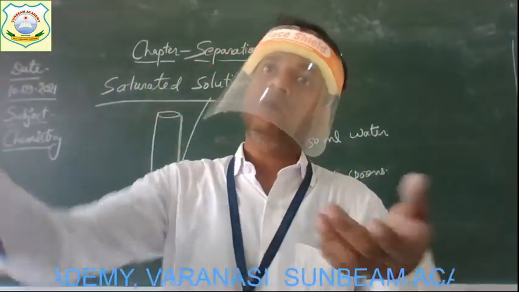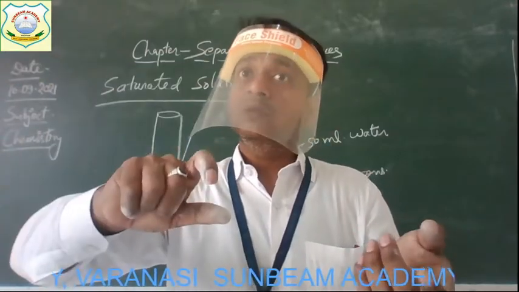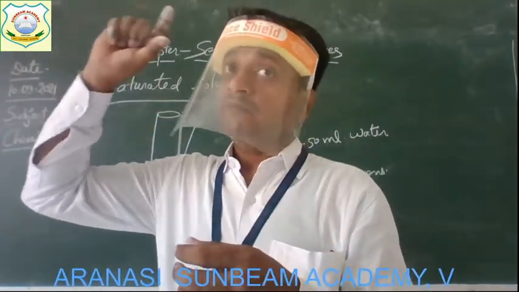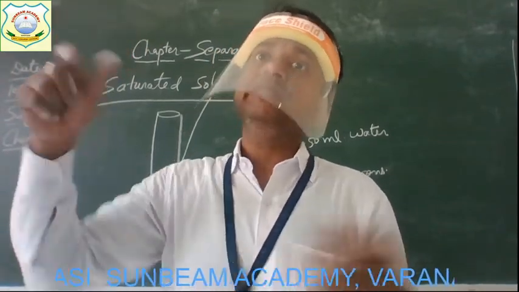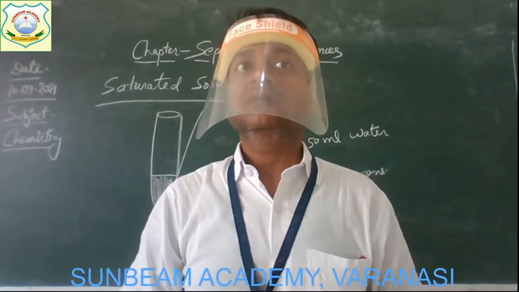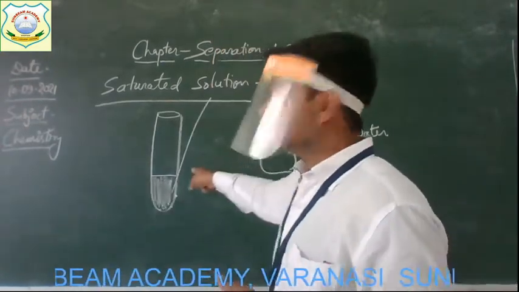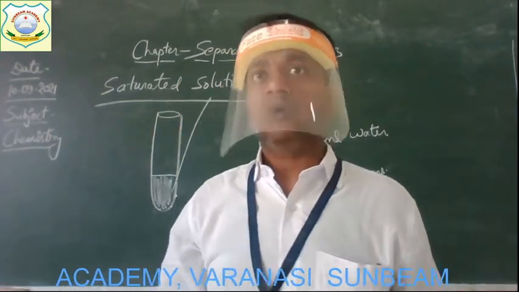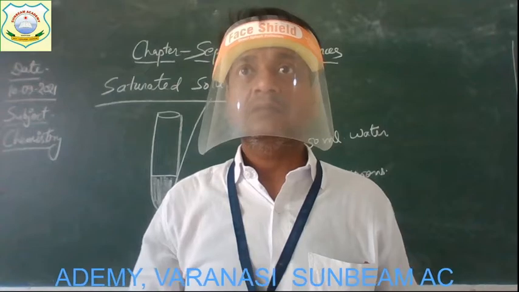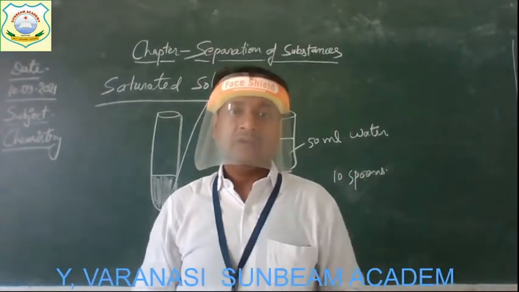When it gets dissolved, again one more spoon, stir it. When dissolved, again one more. And see that if no salt is going to dissolve, at that time that solution is what? Saturated solution of salt. This is the saturated solution of sugar, and that will be the saturated solution of salt. Get it? Clear? Everyone? Okay, very good.